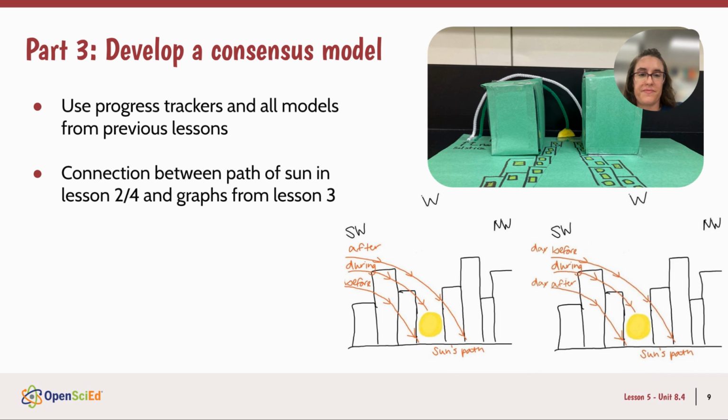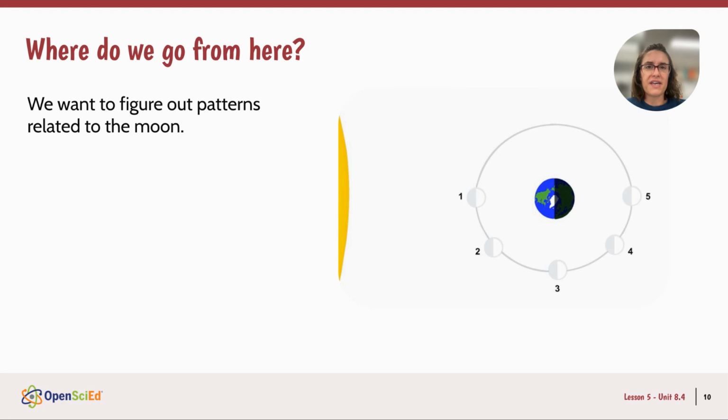After revisiting the driving question board, we realized, hey, we had these patterns for the moon that we wrote down and we had questions about, but we haven't figured that out yet. So we want to go there next. We want to try and explain what's happening with the moon.